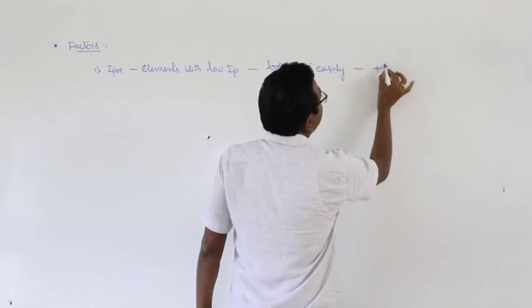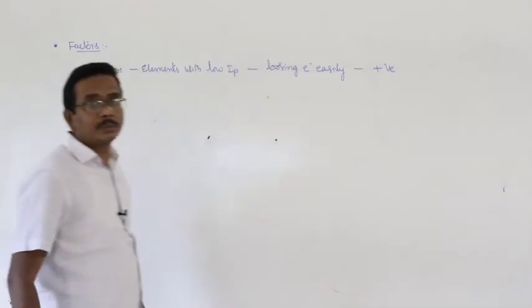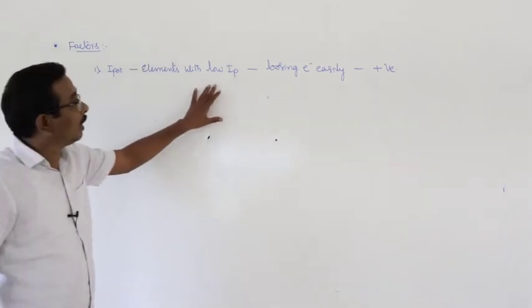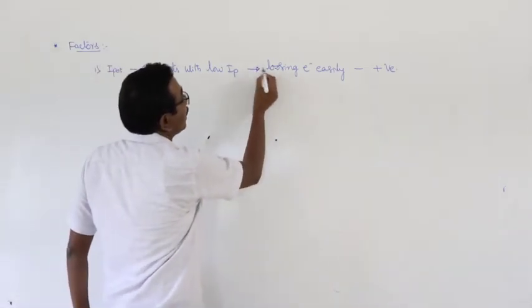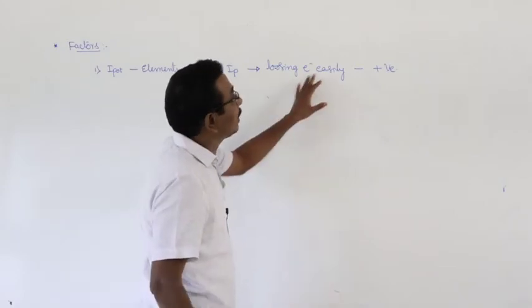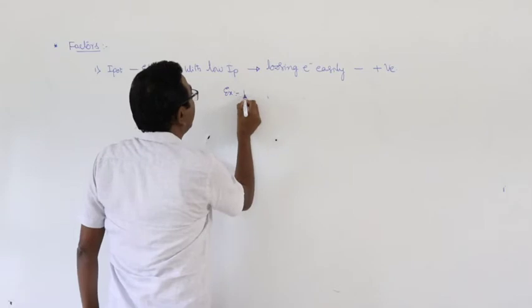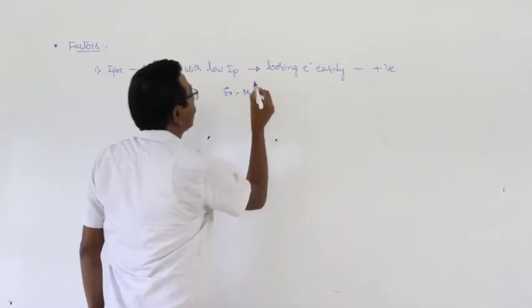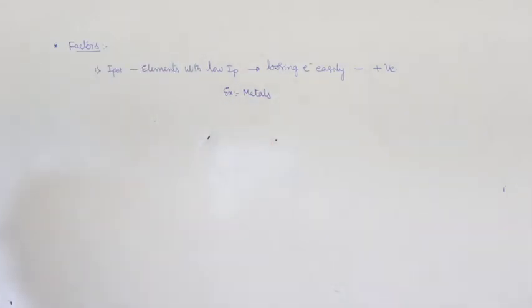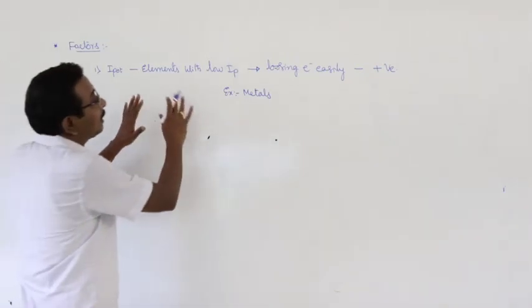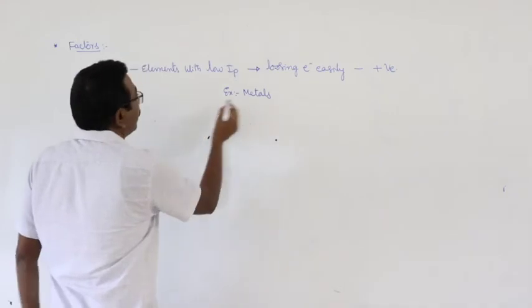So, they exhibit the positive oxidation states. Elements with low IP values have the tendency of losing electrons easily. As a result of that, they have positive oxidation states. Example, metals. That may be S block elements or D block elements, whatever it may be. Metals have a tendency of losing electrons easily. Why? They have low IP values. As a result of that, they exhibit the positive oxidation states.